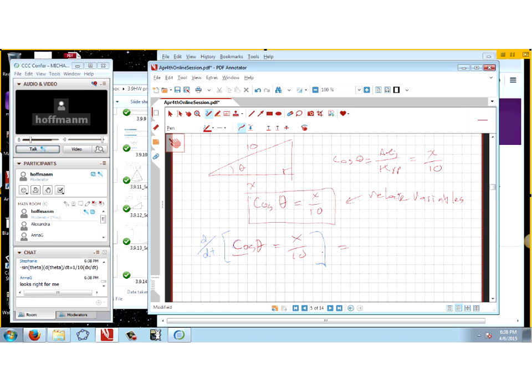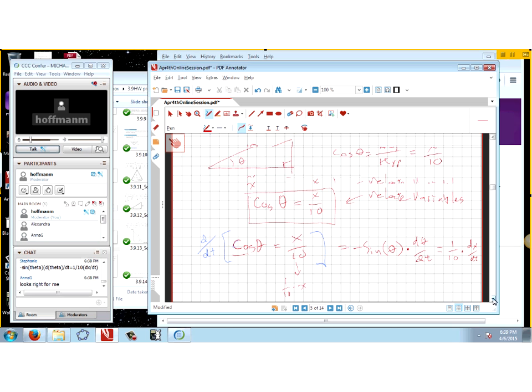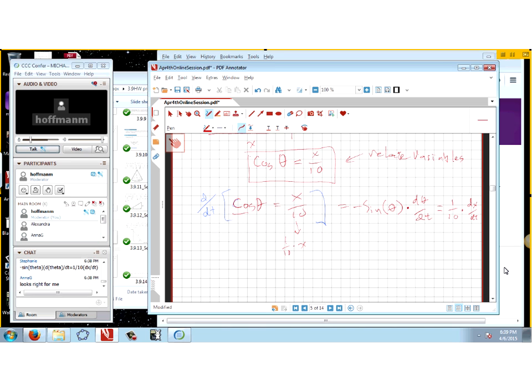Yeah, good. So first we take the derivative of the outside function. What's the derivative of cosine? Isn't it minus sine of theta? Okay. Times, don't forget the baby, d theta dt, right? Then on the other side, it's just a simple one. This is the same as 1/10 times x. So the derivative of it is just going to be 1/10 times dx dt.